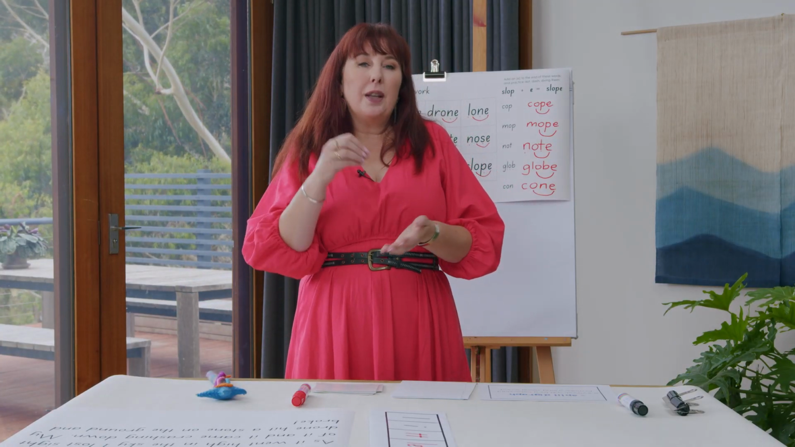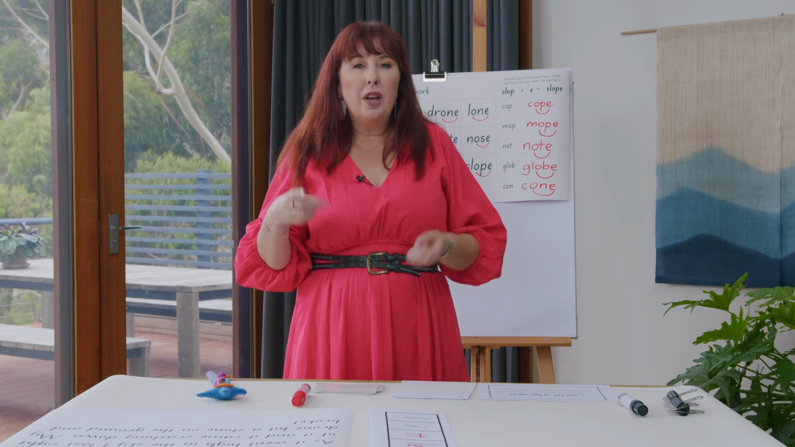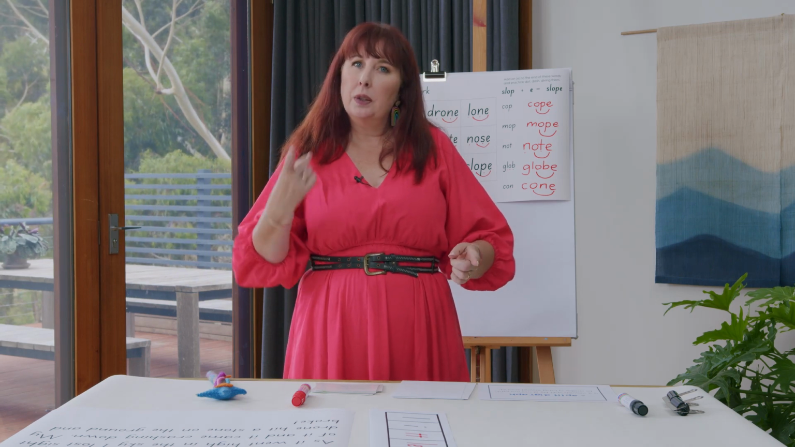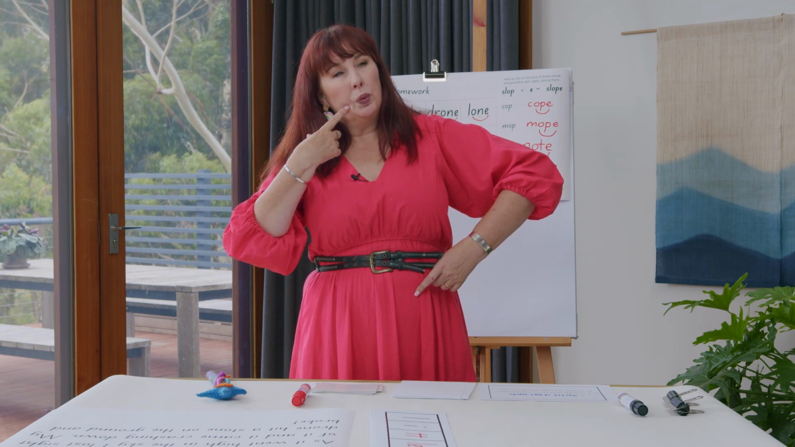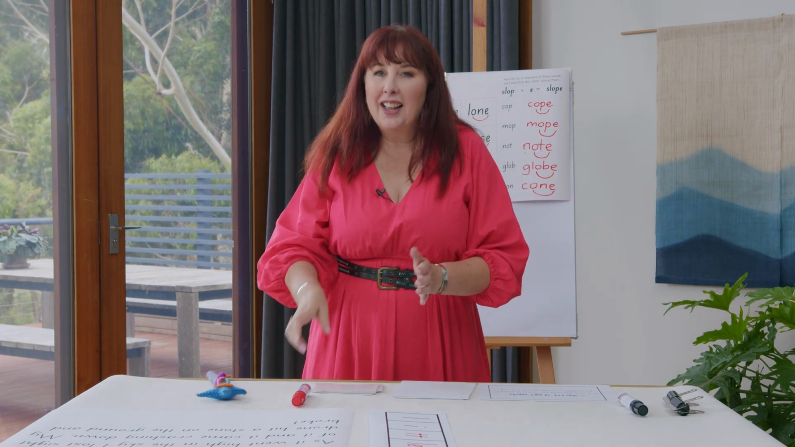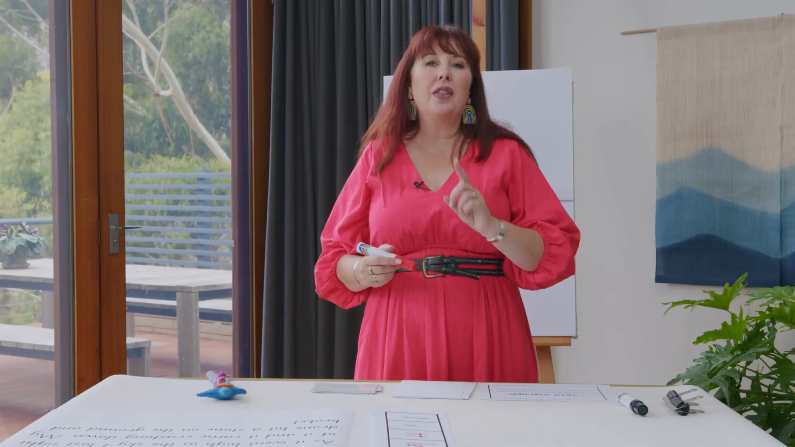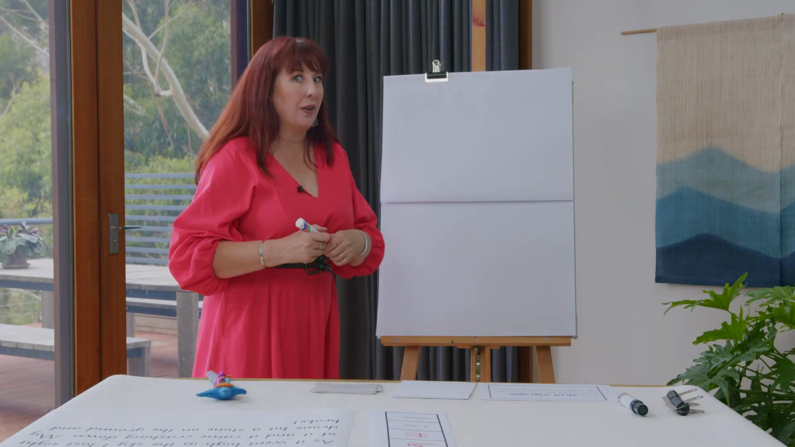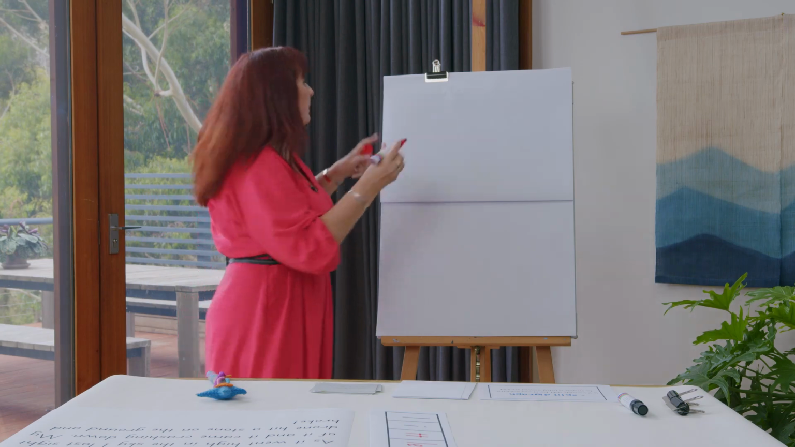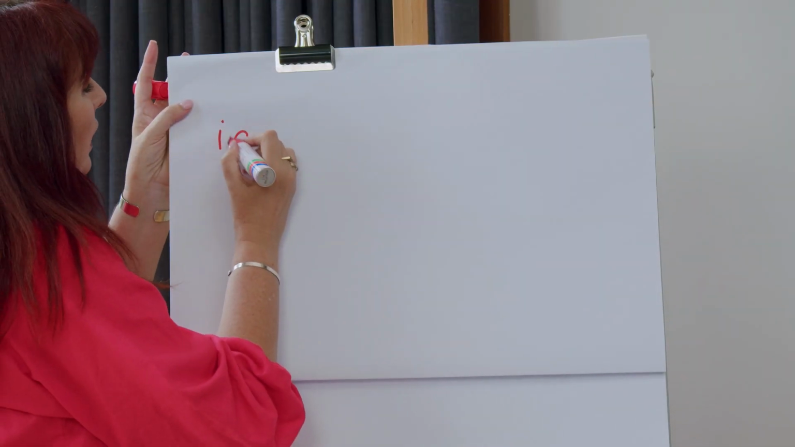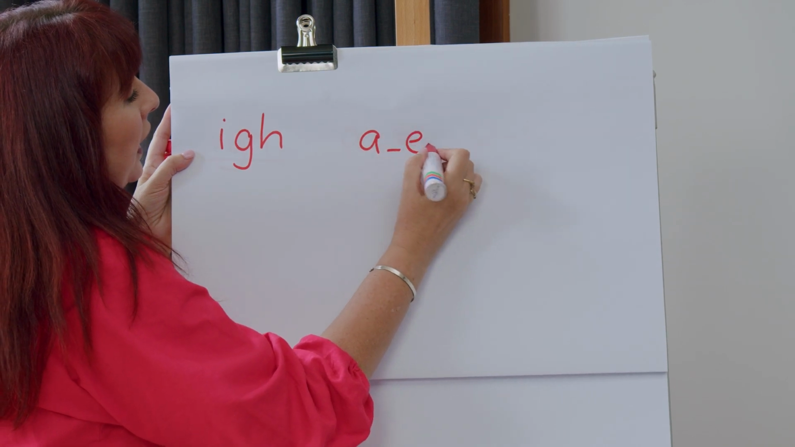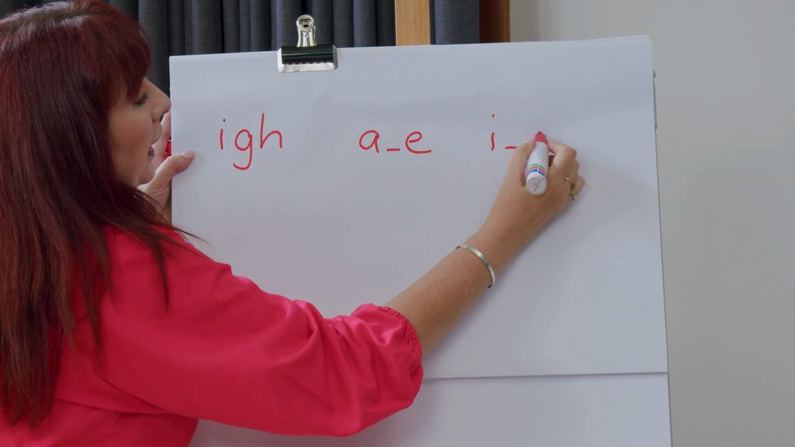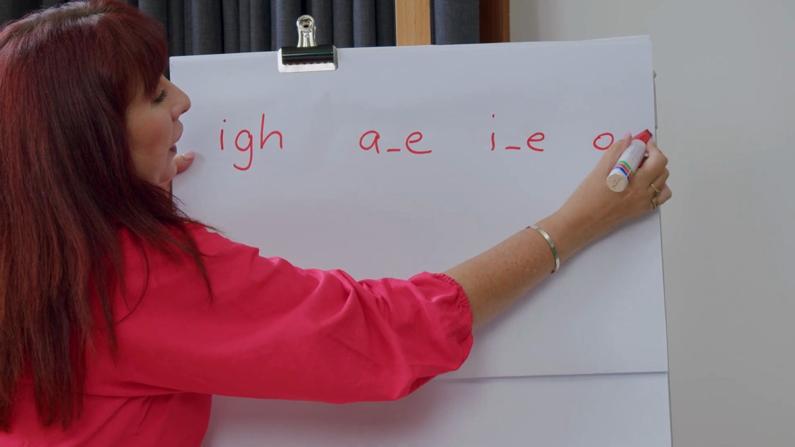I'd like you to go and get something to write with and something to write on, and I'm going to make a pause face. Good job. Okay, let's do some words to spell. The digraphs and the one trigraph we're going to practice are these. Here's our trigraph. We've also got A consonant E, I consonant E, and O consonant E.